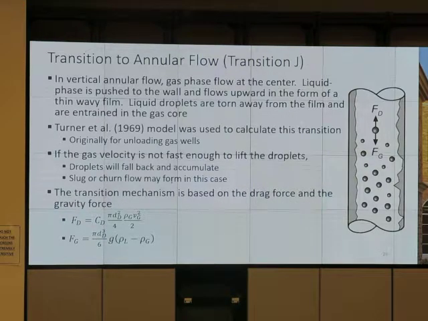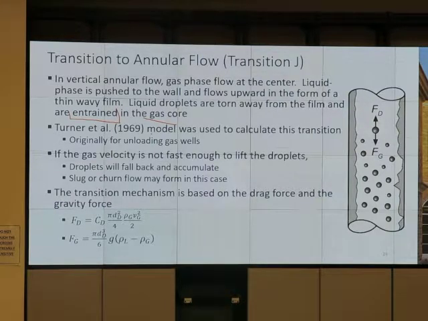Transition J. Let me quickly read this for you. In vertical annular flow, the gas phase flows at the center line, and the liquid phase is pushed to the wall and flows upward in the form of a thin film. Liquid drops are torn away from the film and entrained in the gas core. What you have to know is entrained in the gas core. In annular flow, especially upward vertical annular flow, there are droplets inside. It's not like nothing; there are droplets inside.